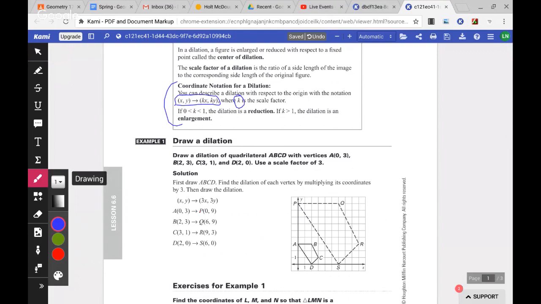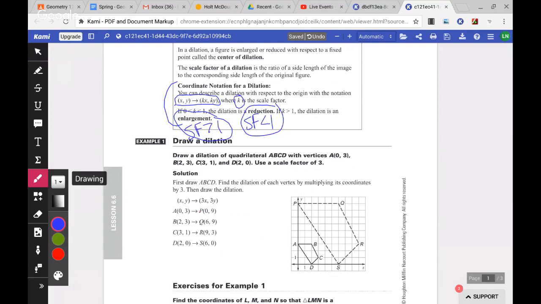That scale factor k for a reduction has to be less than 1 because you're reducing it, like taking half of the shape or a fourth of the shape. In an enlargement, your scale factor is going to be greater than 1, because maybe you're multiplying by 2 to double it, or multiplying by 3 to triple its size. Like what we're doing in example 1.